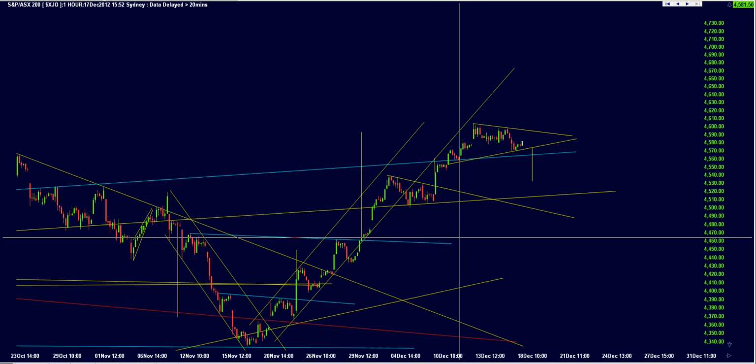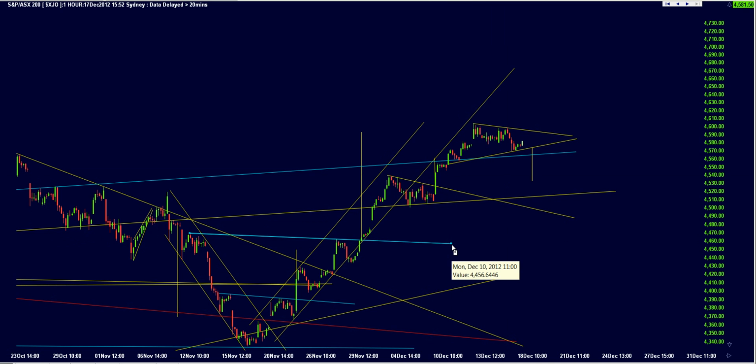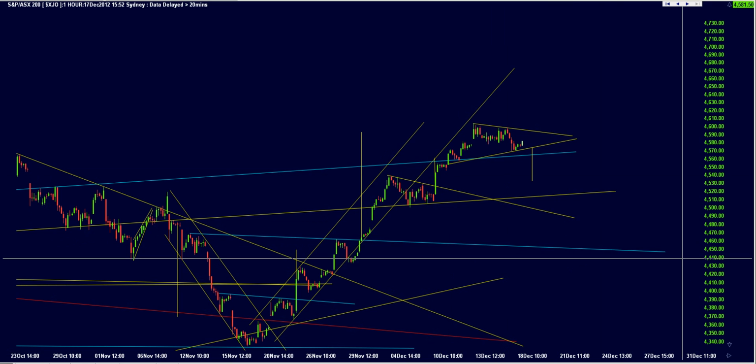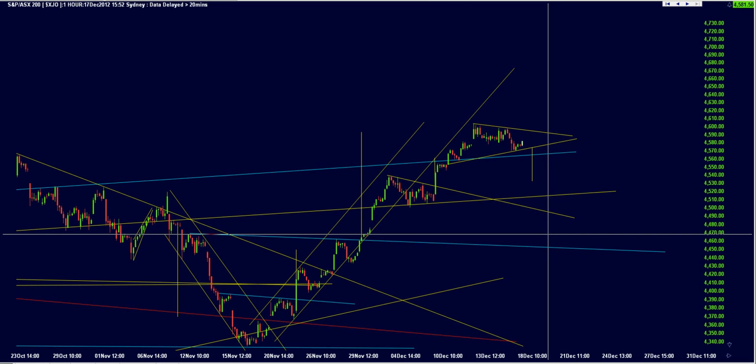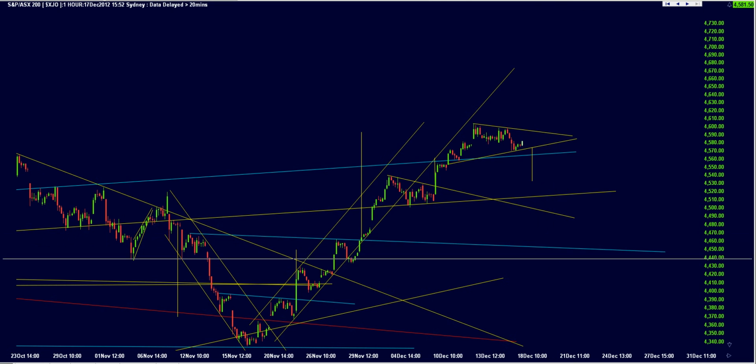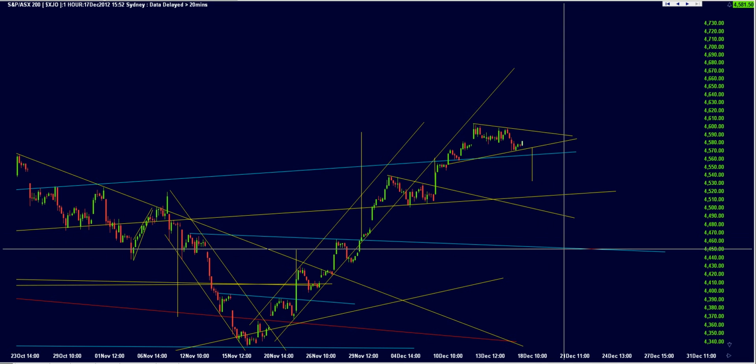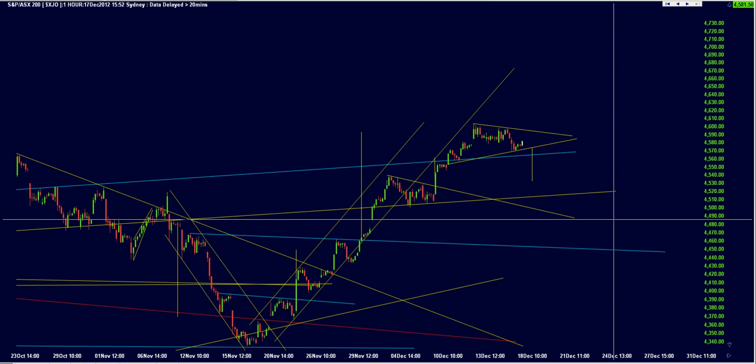Another very strong area of support, I would say, would be definitely on this neckline here that we had drawn to our inverted head and shoulders pattern. And as you can see, that's slightly sloping down, but that's around that 4,450 area. And I would say that the ASX 200 would definitely get a bounce around this area. That's just keeping it in mind for the bulls and for the bears today.